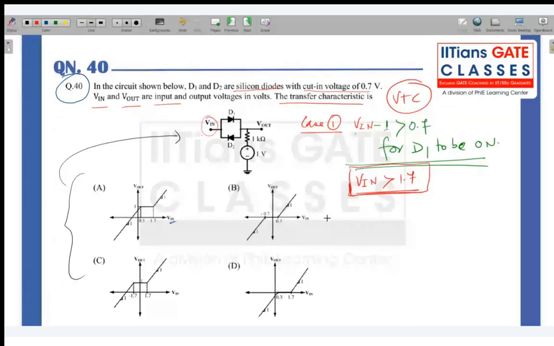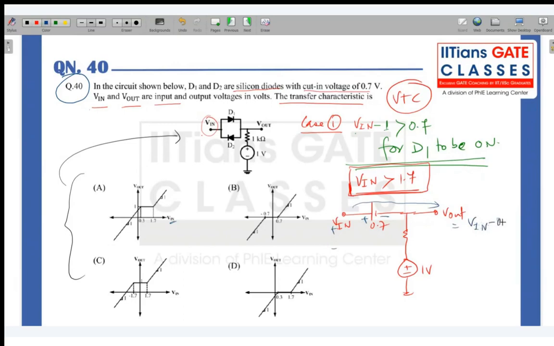So you can say that D2 will be off for the positive half cycle, right? So this is 0.7 and this is V in, and the scenario here is plus minus 1 volt, and this is V out. Now you can directly apply the KVL, plus minus, and this is plus minus. So V out will be equal to V in minus 0.7, that you can write directly, right?